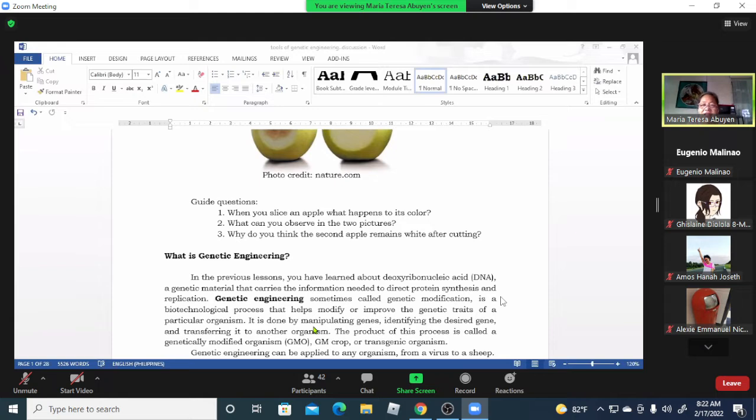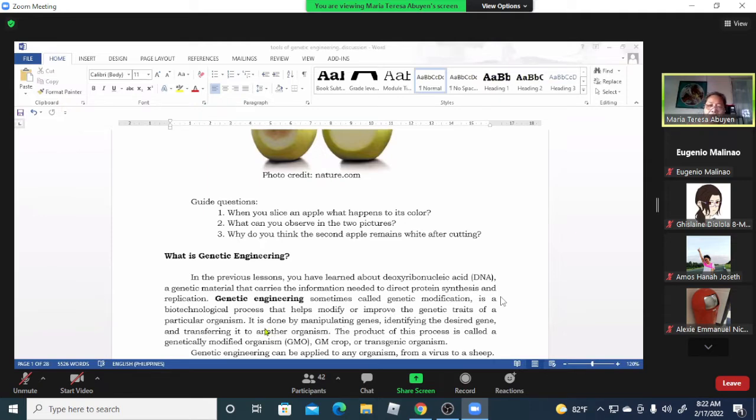Again, genetic engineering starts at the cellular level. You manipulate the genes in the DNA at the cellular level. You cannot manipulate the genes in all the cells of the organism; it will be very, very hard for you to do this.